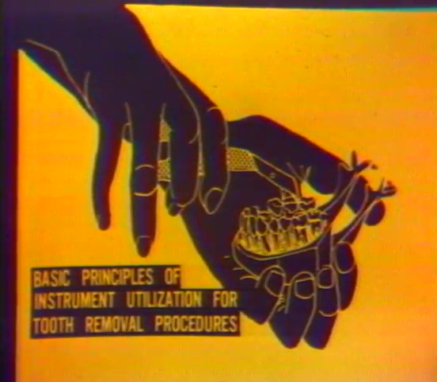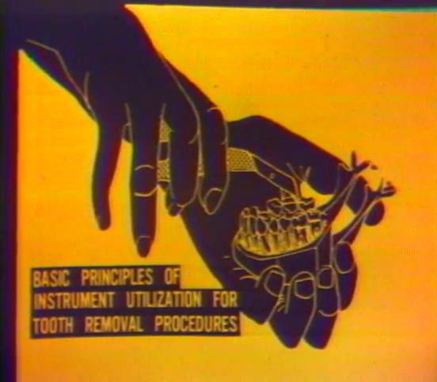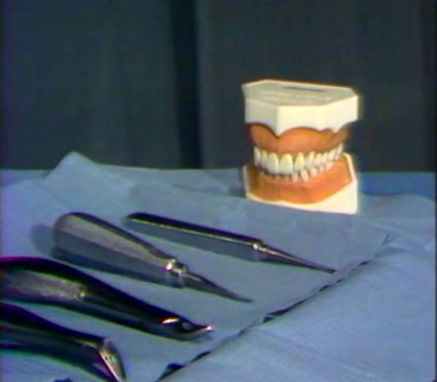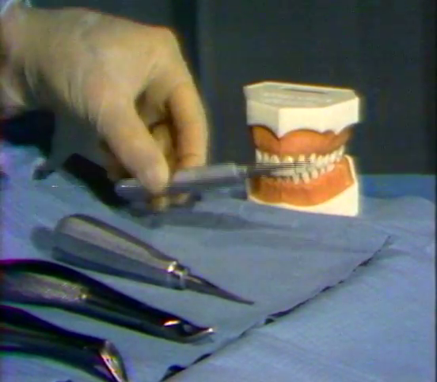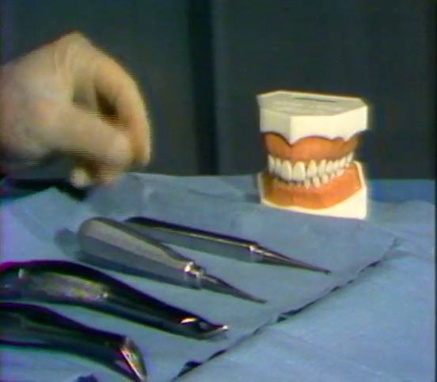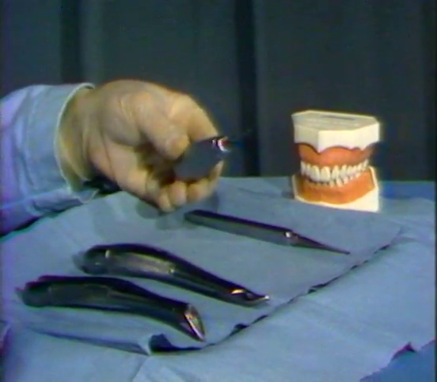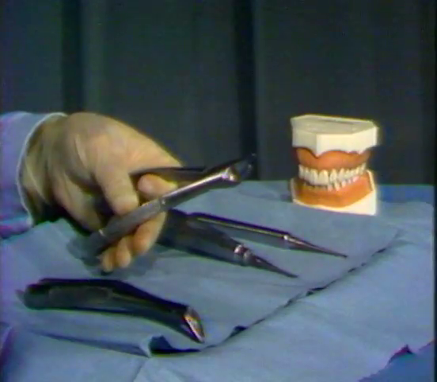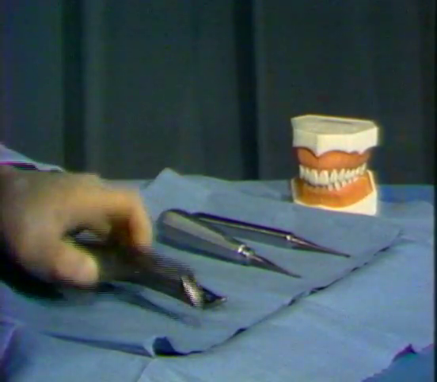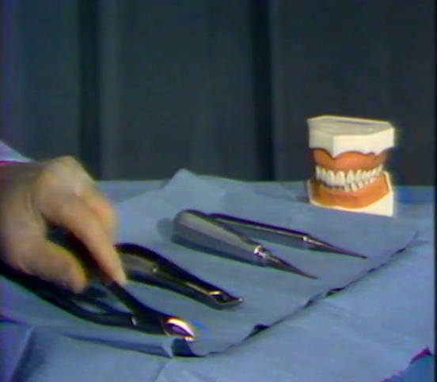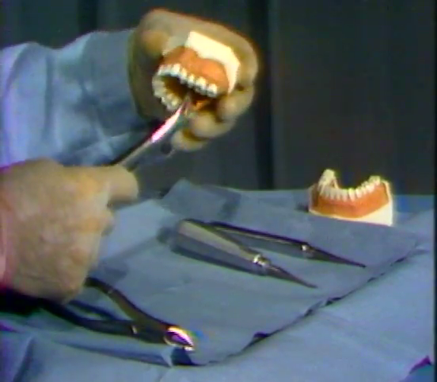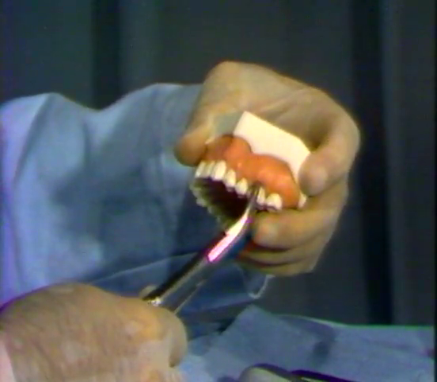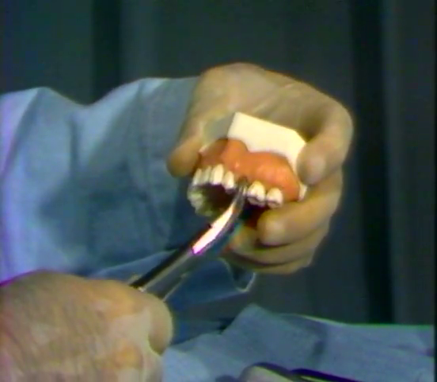Basic principles of instrument utilization for tooth removal procedures. The purpose of this program is to demonstrate the proper use of the number 2 Molt Curette for detaching the mucoperiosteum from the necks of the teeth, the proper application of the number 301 elevator for tooth luxation, the proper application of the beaks of universal tooth removal forceps number 150 and number 151, the luxation movements and the forces that are transferred to the roots of the teeth and the alveolar processes of the maxilla and mandible during tooth removal, and the step-by-step procedure for the removal of each individual tooth in the maxillary and mandibular arches.